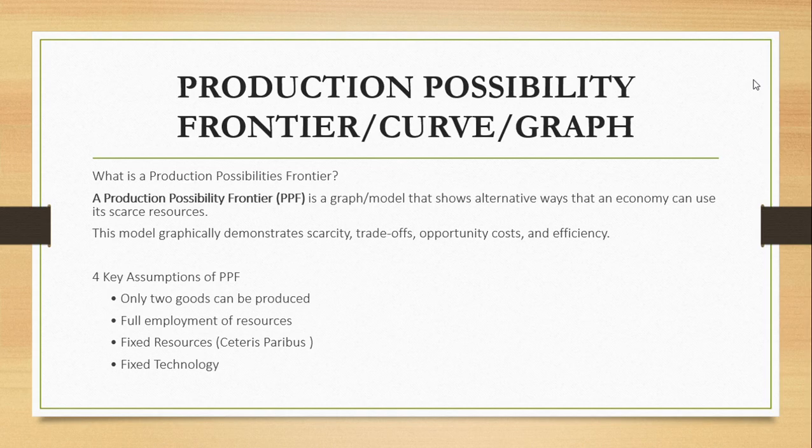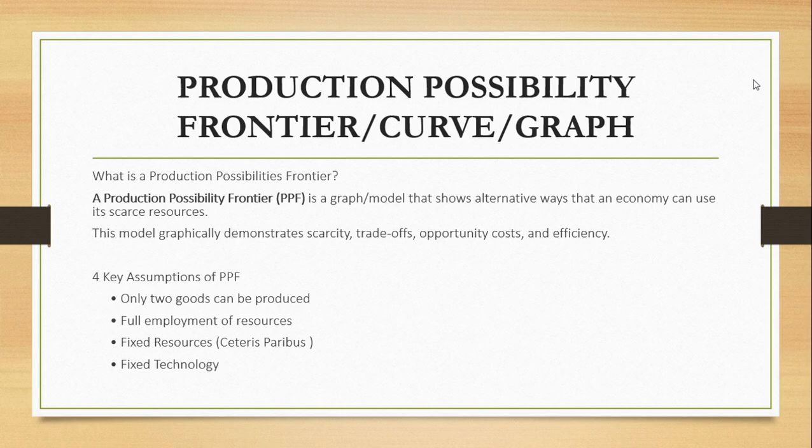The next thing to talk about is the production possibility frontier, which is normally called PPF. You can see in other books PPC, production possibility curve, and probably you can also see PPG, production possibility graph. Now, what is a production possibility frontier? A production possibility frontier is a graph or model that shows alternative ways or different ways that an economy can use its scarce resources. This model graphically demonstrates scarcity, trade-offs, opportunity cost, and efficiency.